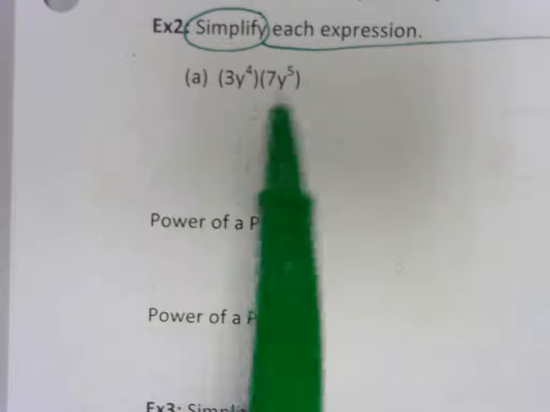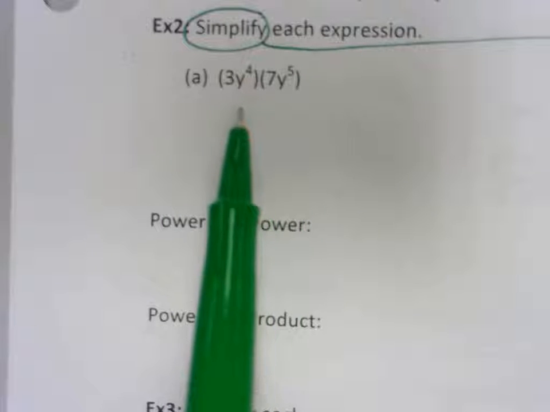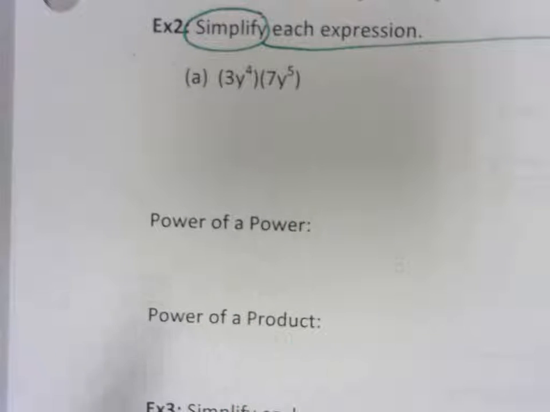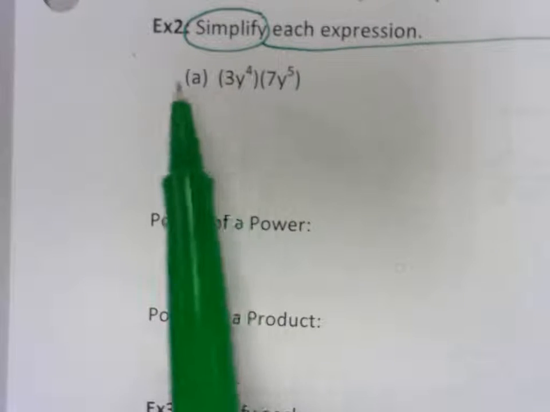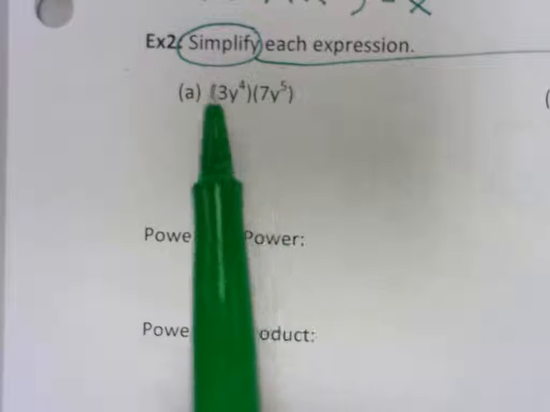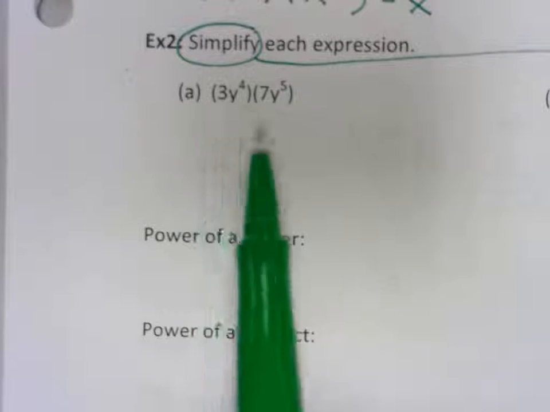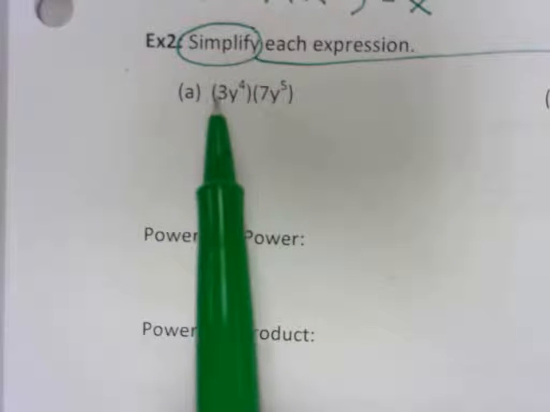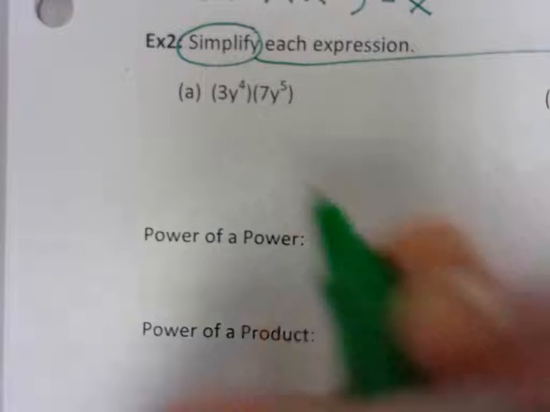If I have a parenthesis next to a parenthesis, I'm doing what? Multiplying. Okay? So I look at this and I'm multiplying. First thing, whole numbers. We need a single whole number here. Do not make this harder than it is. I have a big 3 and I have a big 7. So what is 3 times 7?